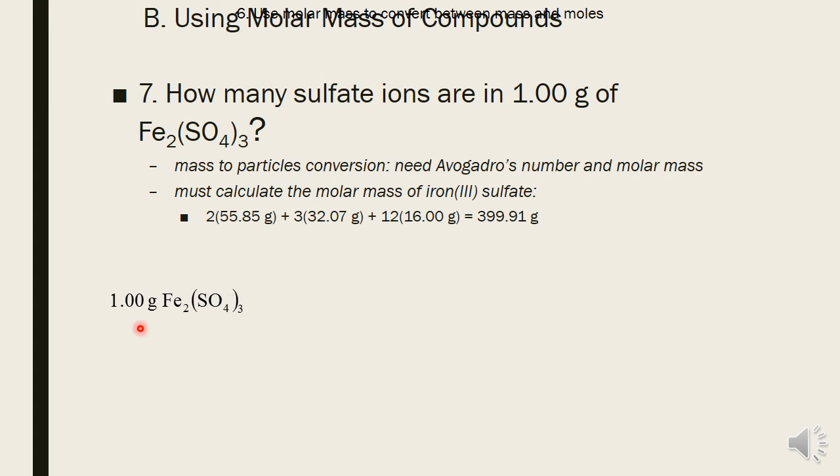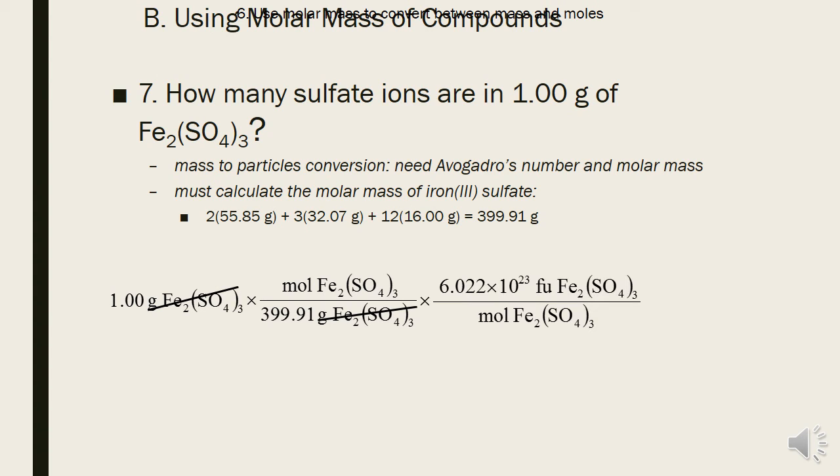We have 1 gram of the iron 3 sulfate. The first thing we can do is use the molar mass. I can tell that because I'm starting in grams and the molar mass has the unit grams in it. So 1 mole of the iron 3 sulfate has the mass of 399.91 grams of iron 3 sulfate. The grams of iron 3 sulfate cancel. Now we can go to particles. And recall, iron sulfate would be ionic, so that means the particle would be a formula unit. So every mole of Fe2(SO4)3 contains 6.022 times 10 to the 23rd formula units of that iron 3 sulfate.